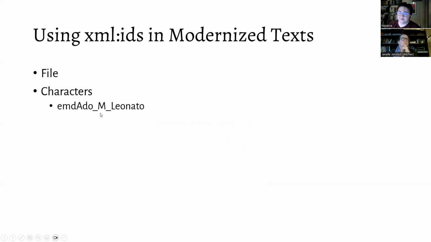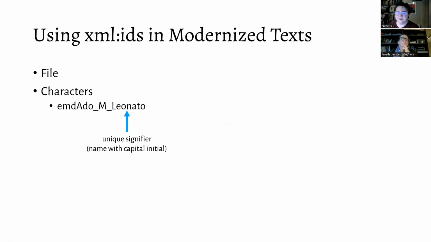And this is formulated fairly similarly. We begin with that file XML ID, EMD ado underscore M, then an underscore, and then a unique signifier. We typically would use just the name with a capital initial, so a capital L. The reason for that is sometimes you're going to have things that might be repeated in other places. You might have a prologue as a division and also as a character. In that case, we need something to separate those two, and we use case to separate them.